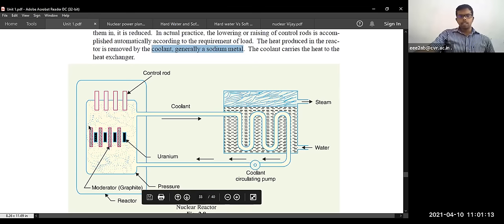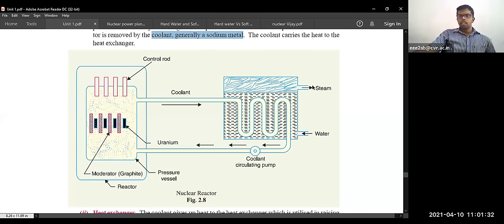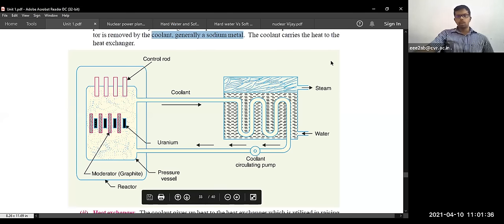Again, whatever the reaction, heat energy is taken from this coolant. Again, this cycle repeats. Okay, so this is the pressure bar. Water is being given from the feed water pump over here, and steam is being taken. So very simple. Nuclear reactor, nuclear power plant is also very simple.